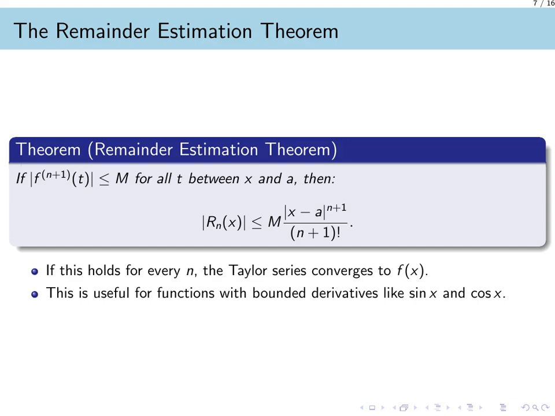If we can find such a number, m, then the absolute value of the remainder is guaranteed to be less than or equal to m times the quantity absolute value of x minus a raised to the power of n plus 1, all divided by the quantity n plus 1 factorial. For example, with the function sine of x, all of its derivatives are bounded by 1, so we can always use an m value of 1. This inequality is the key to proving convergence. If this upper bound goes to 0 as n goes to infinity, then the remainder itself must also go to 0, and the Taylor series converges to the function.